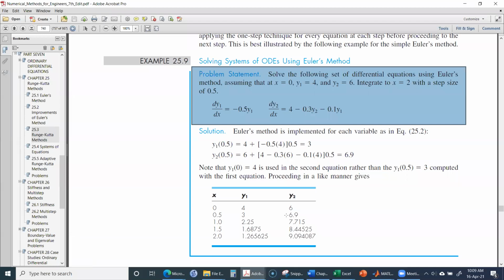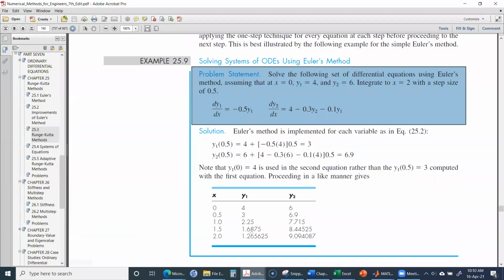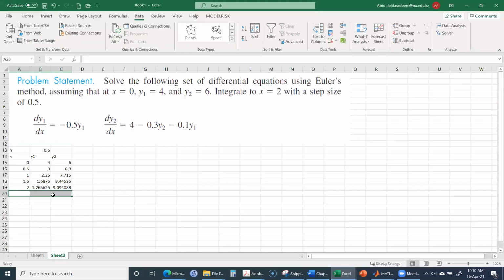So 3 and 6.9. Similarly, we can expand it and integrate up to x equal to 2. The values are 3, 6.9, then 2.25, 7.715, then 1.6875, 8.44525, and like that, 1.26 and 9.09.